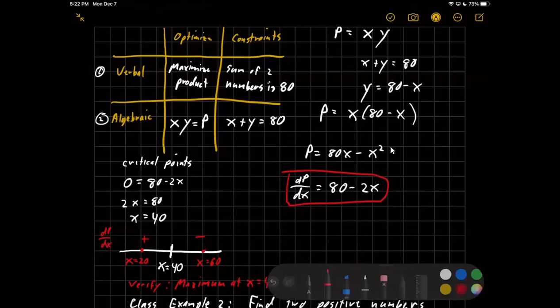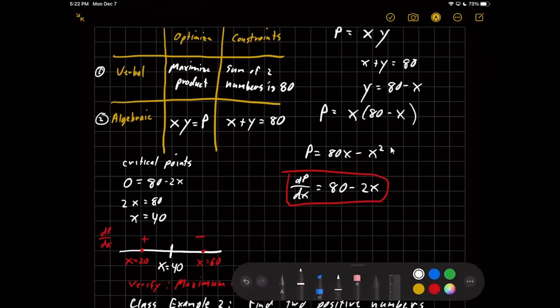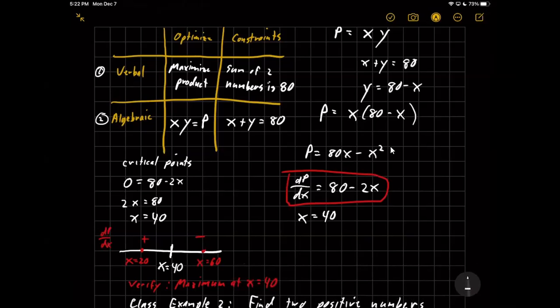Now, we haven't yet answered the problem completely. We're supposed to find two numbers. So if x equals 40, we can go back up. We know that y is equal to 80 minus x. So 80 minus 40 is also 40. So the two numbers that we were looking for were 40 and 40. We would want those numbers to happen twice.